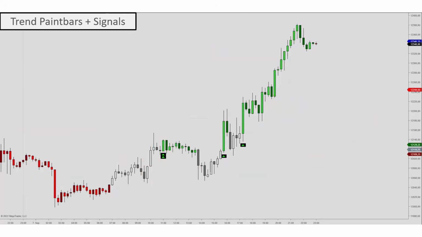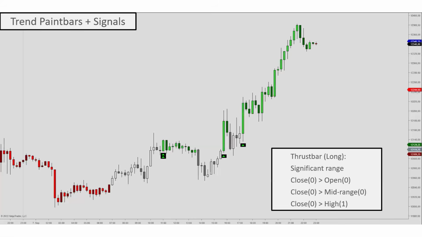Personally, I just like to display the trend via the paint bars. It improves the overall visibility a bit, and then I can focus on the trade signals, which, as I mentioned, have to be thrust bars. So let's have a look at the definition for the thrust bars.